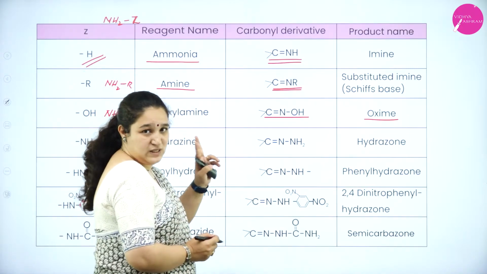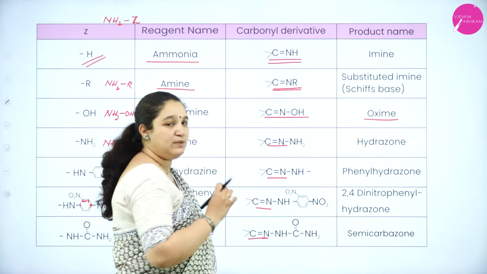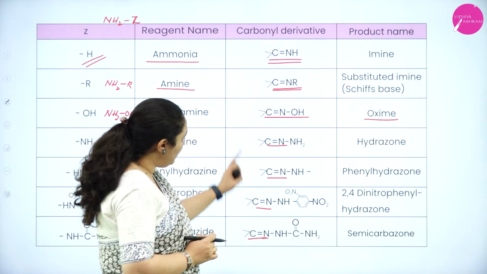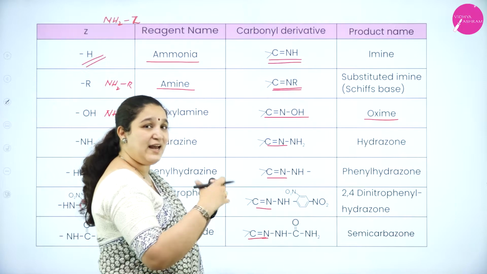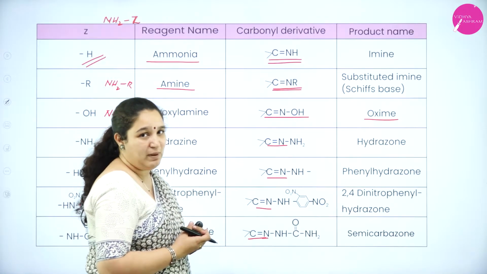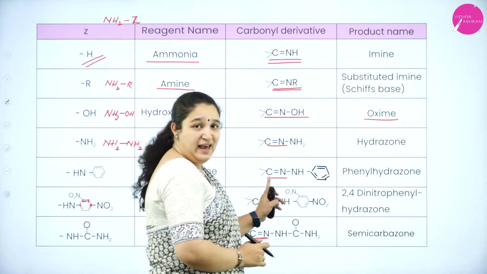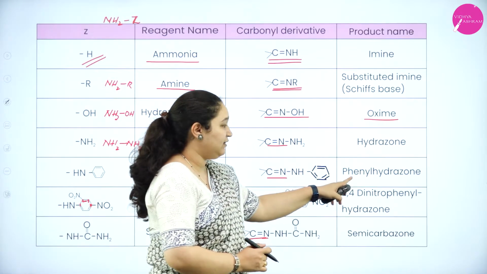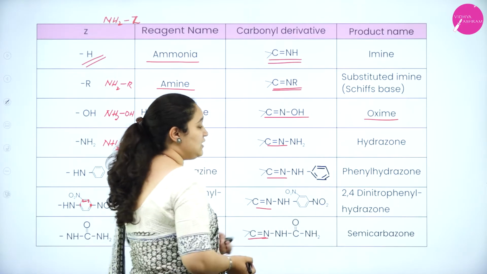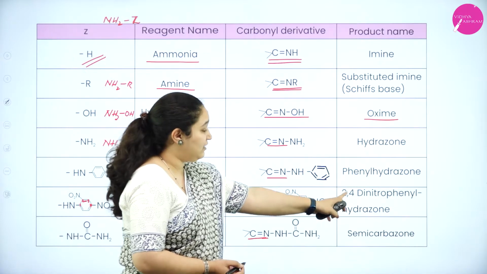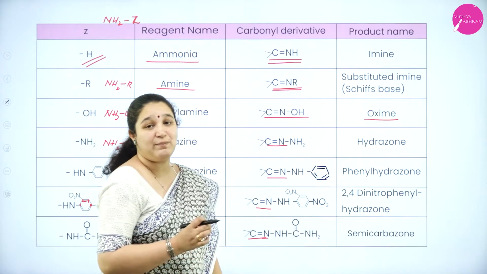See, one thing you see in the products that is common is the carbon double bond nitrogen. You have carbon double bond nitrogen in all the products. Only the Z group you have to remember, okay? In the Z group, other than nitrogen, what is there? That you have to remember, okay? So if it is NH2, then it is hydrazone. If it is NH with a benzene ring, then it is phenyl hydrazone. If it is NH with a benzene ring and two NO2 groups, it is 2,4-dinitrophenyl hydrazone, okay? Last, if the NHCONH2 group is there, then we call it a semicarbazone.